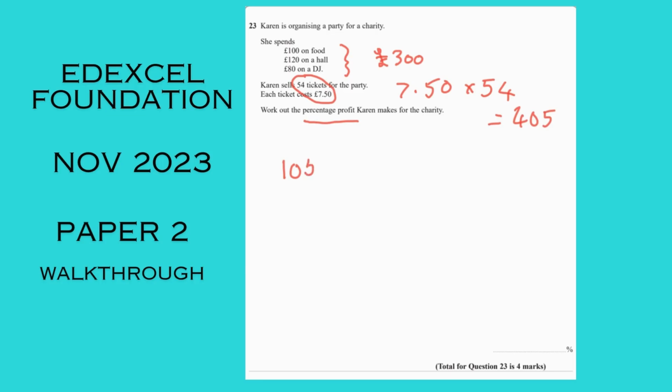Let's do that again. Divided by original amount, multiplied by 100. 105 over 300 times by 100. 35% profit. Not bad for a day's work.